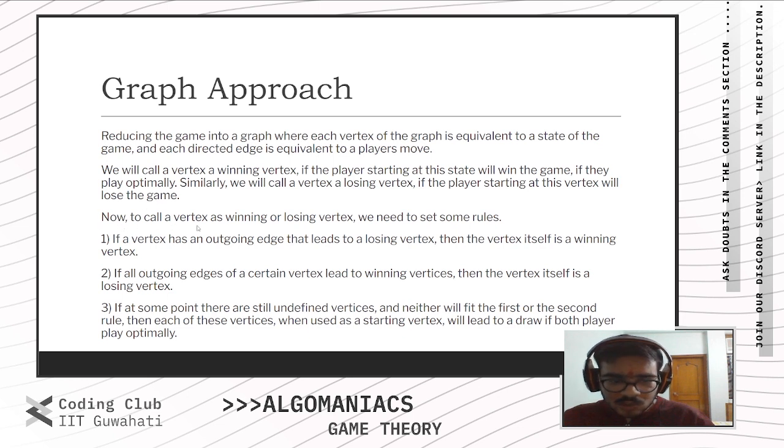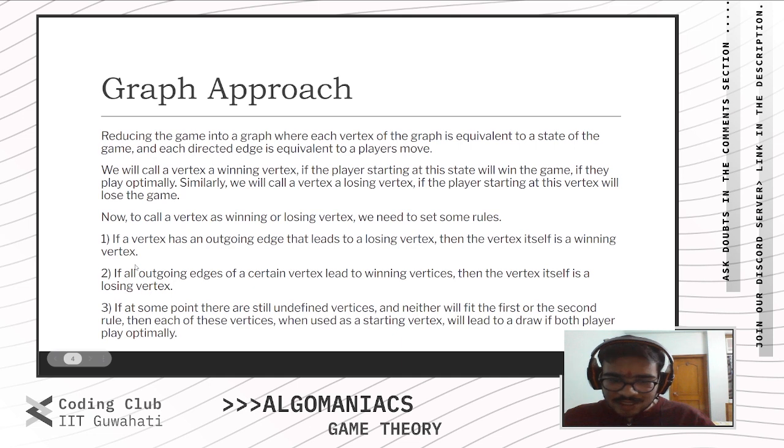Now, to call a vertex a winning or a losing vertex, we'll need to set some rules. The first rule: if a vertex has an outgoing edge that leads to a losing vertex, then the vertex itself is a winning vertex. Second rule: if all the outgoing edges of a certain vertex lead to winning vertices, then the vertex itself is a losing vertex. I'll try to explain these two rules. The first rule basically means you are at a vertex and you can make a move such that the other player is at a losing vertex. That puts you in a winning position. So that's what the first rule says.